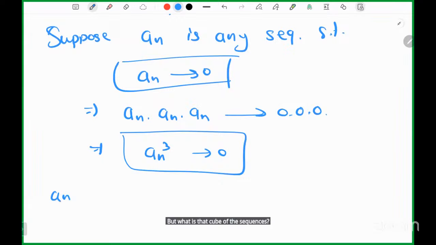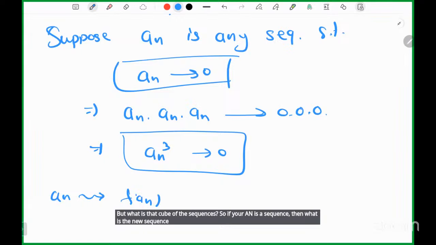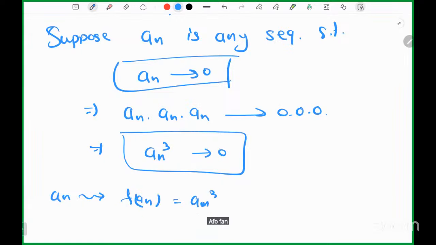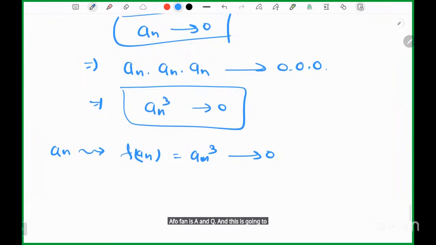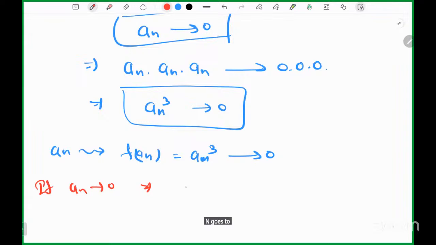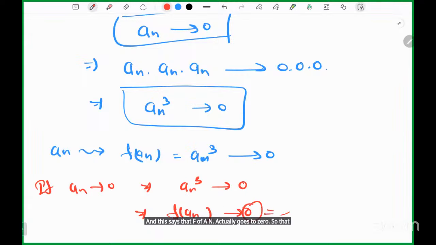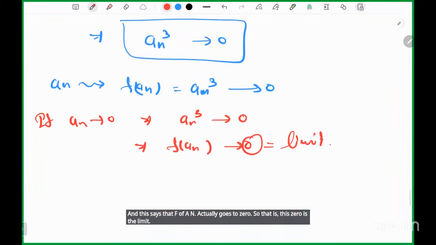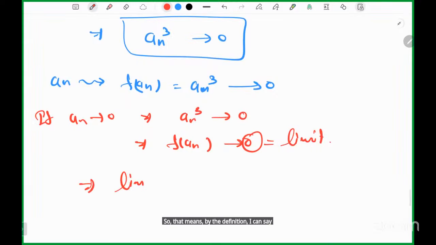So if a_n is a sequence, then what is the new sequence f of a_n? f of a_n is a_n cube, and this is going to 0. So that means here we can simply say that if a_n goes to 0, this implies a_n cube goes to 0, and this says that f of a_n actually goes to 0. So that 0 is the limit. So by the definition I can say limit x going to 0 of x cube is actually equal to 0. Okay, so this is the meaning of limit of functions in terms of sequences.